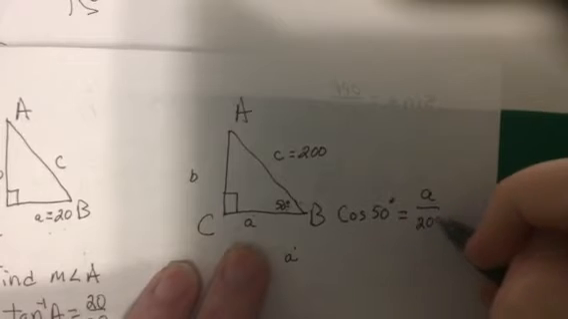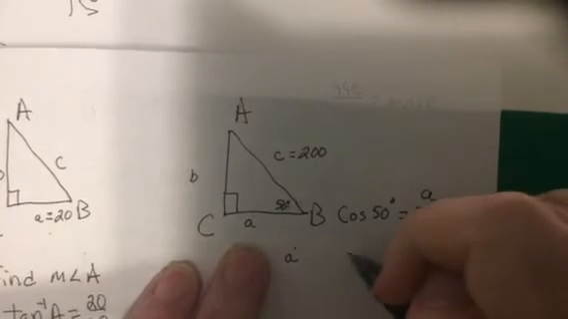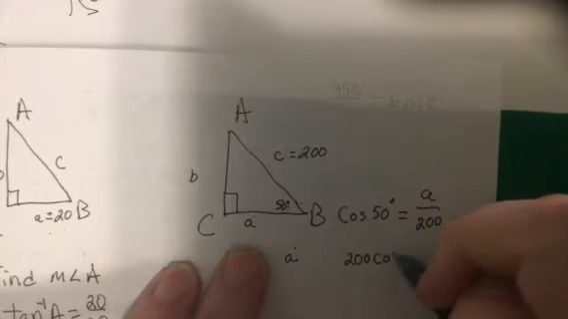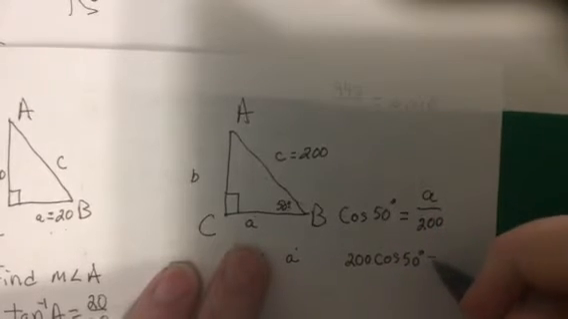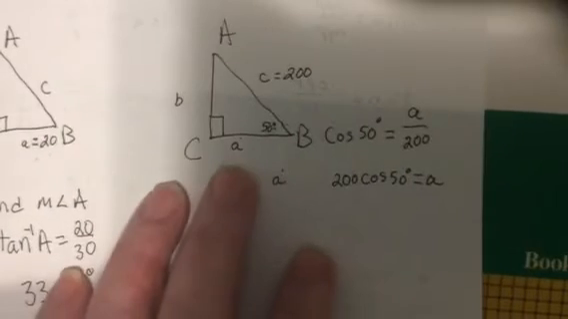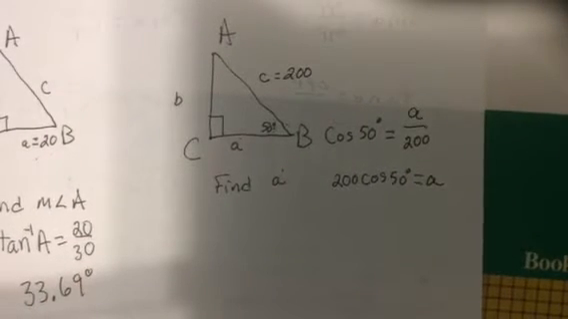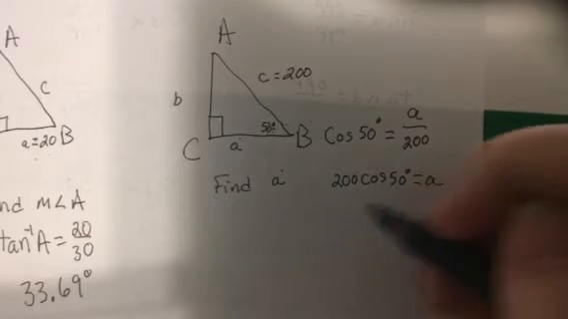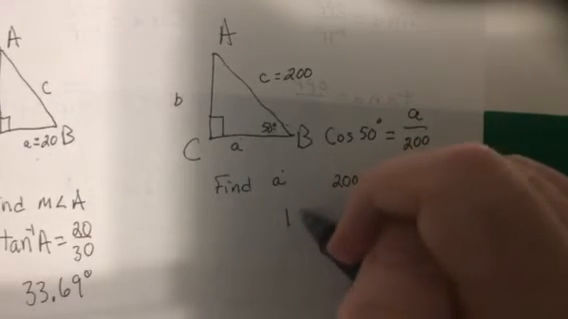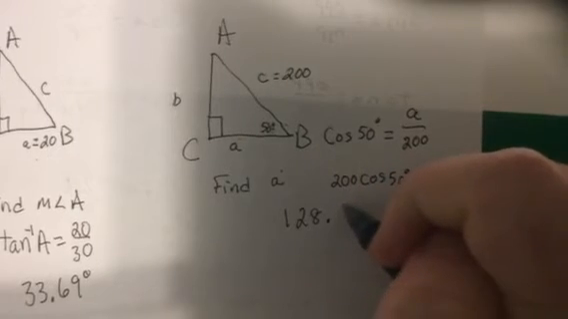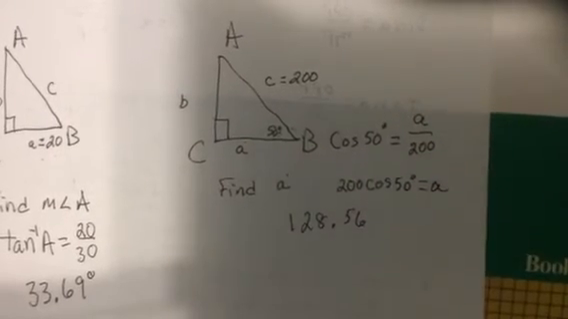Cosine 50 is A over 200. So I multiply, or cross multiply if you want to say it that way, both sides by 200. So on my little handy dandy trusty calculator, I wish I could use Desmos. It's so much easier. Now remember, when you're doing Desmos, make sure it's in degrees. So I get 128.56, we'll round it to.